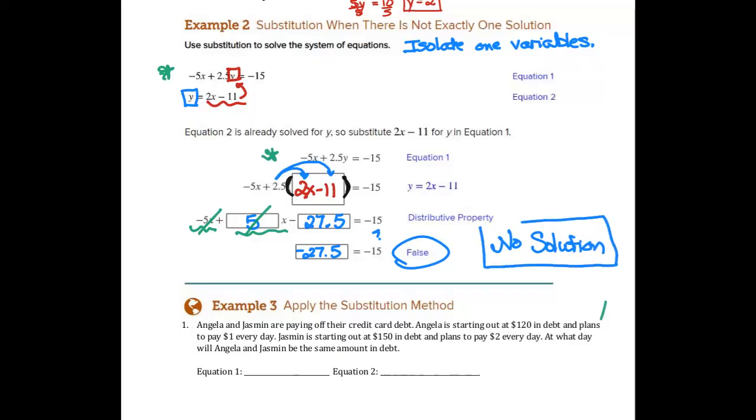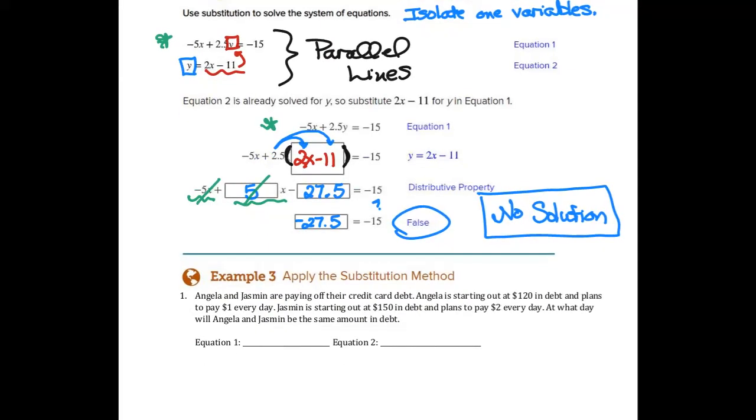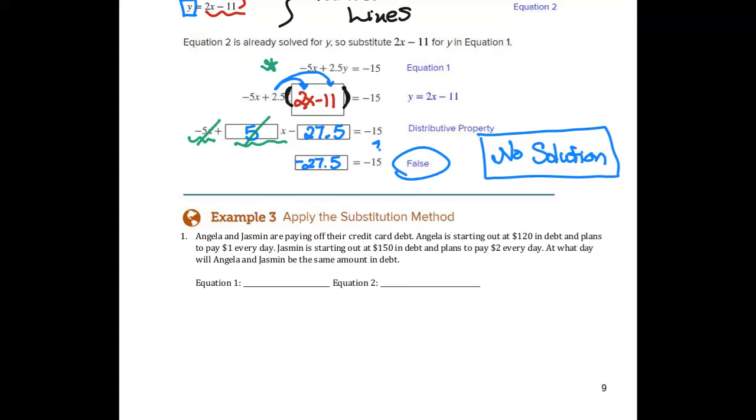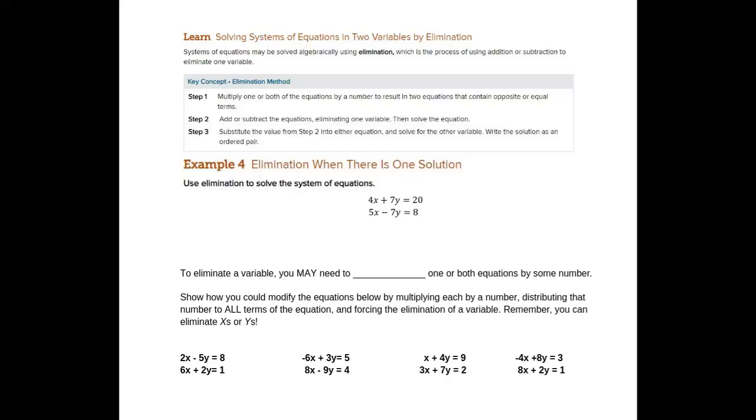No solution. And so these two equations up here must go with what kind of lines again? Must be parallel lines. Okay? Any questions on that? Okay, let me see where I've headed.